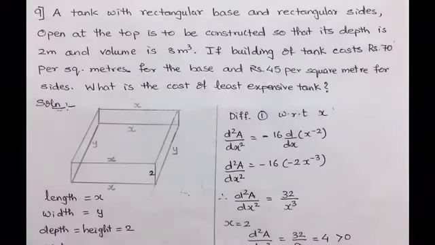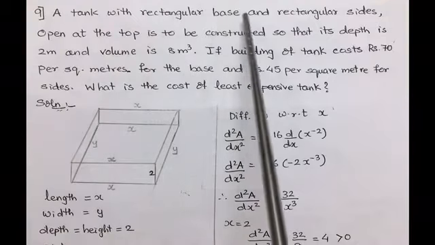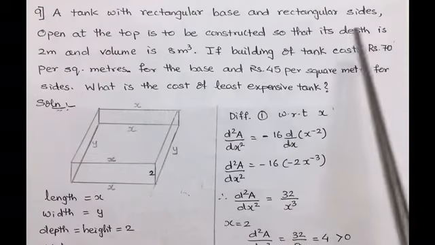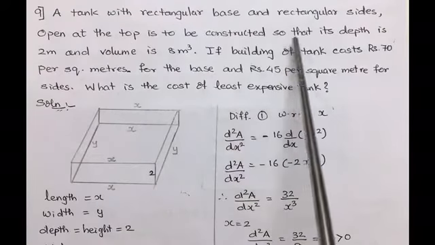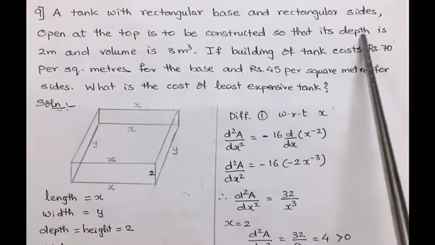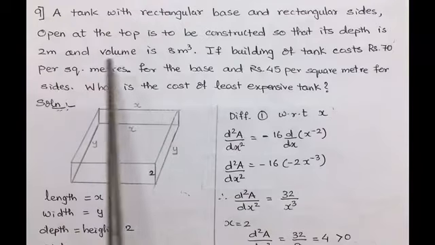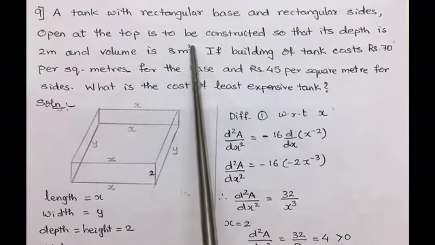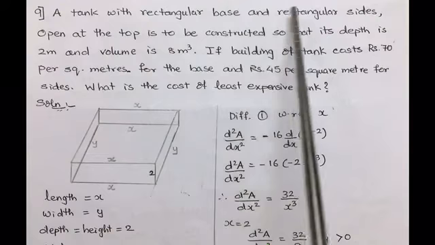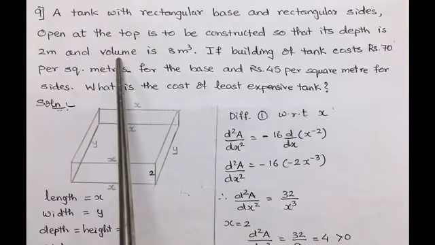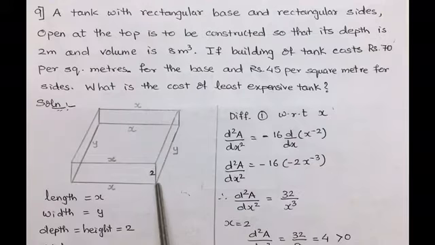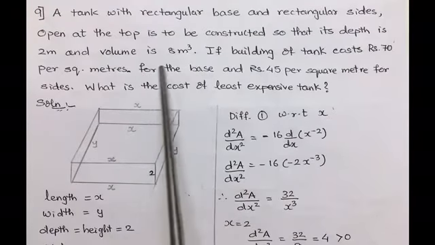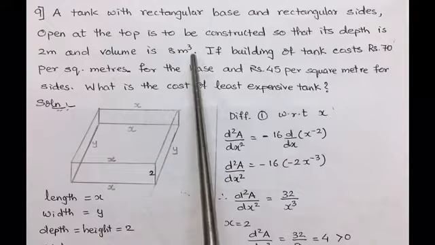Question number 9 is: a tank with rectangular base and rectangular sides, open at the top, is to be constructed so that its depth is 2 meters and volume is 8 meter cube. Whenever the open tank is to be constructed, the height of the tank is 2 meters and the volume is constant, 8 meter cube.